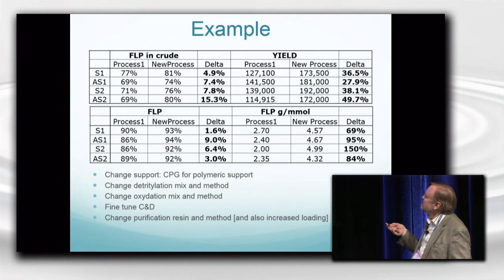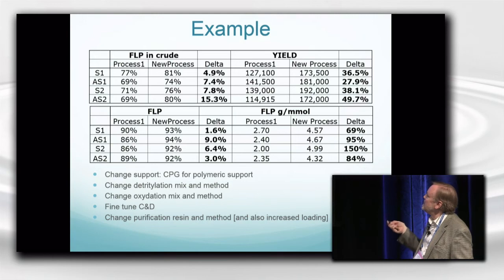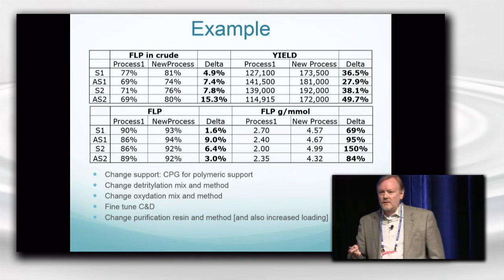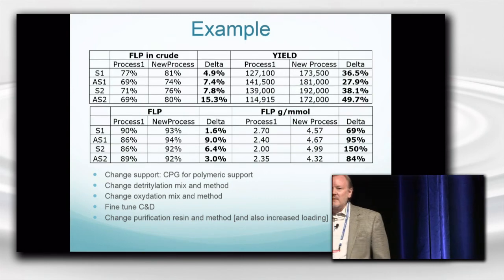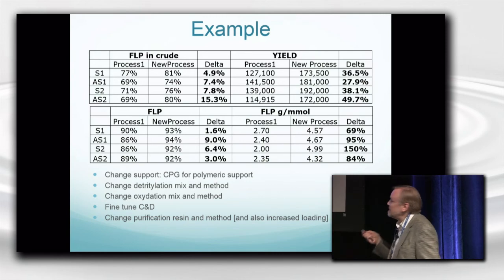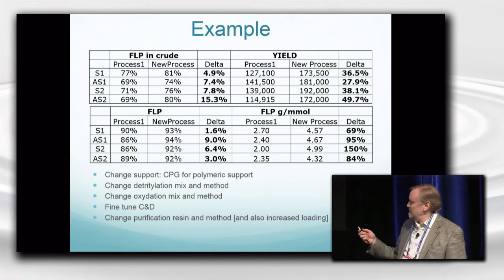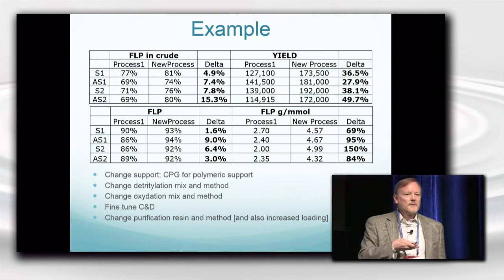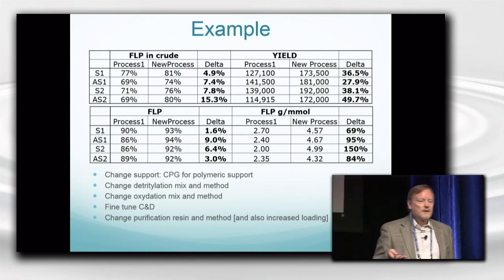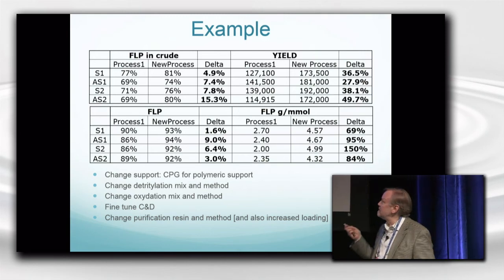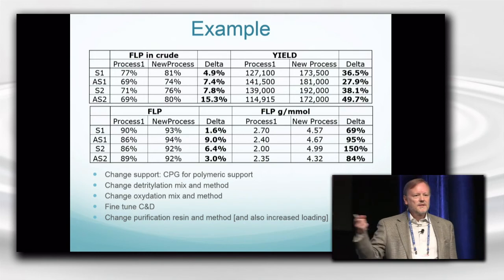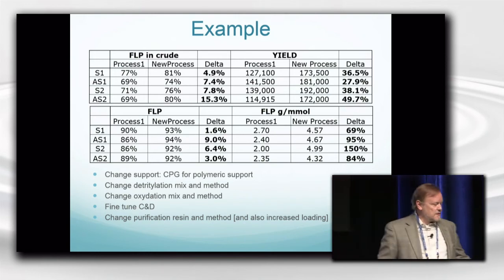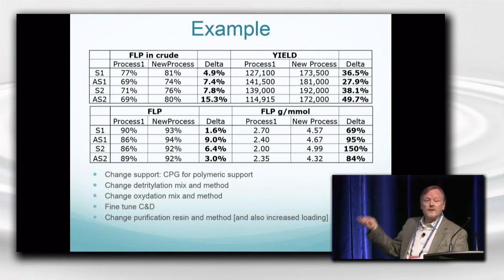And most important, between the initial process and the new process, you can see that we have increased by 70 to 150% the grams of pure strand we got per millimole of synthesis. And so this is something that we achieved by modifying those parameters. Took about 6 weeks, and I'm very happy to have worked with my ex-colleagues of Avecia in Cincinnati to achieve that. So it's possible to get those kind of yields.